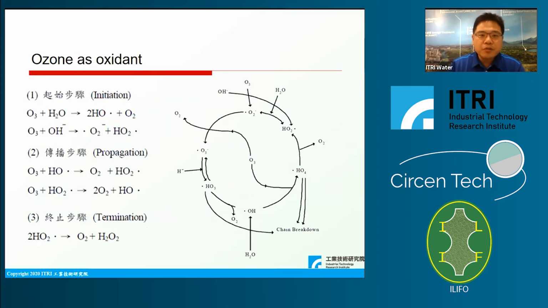If you use ozone as an oxidant, first we call it the initiation step, where ozone reacts with water to produce hydroxyl radicals. More important, under the best conditions, it will produce more hydroxyl radicals. Then ozone reacts with the hydroxyl radicals in the propagation of the hydroxyl radicals, and then finally termination. So in these steps, we can find out that the ozone treatment can be conducted at neutral pH and higher pH values, except acidic pH values.